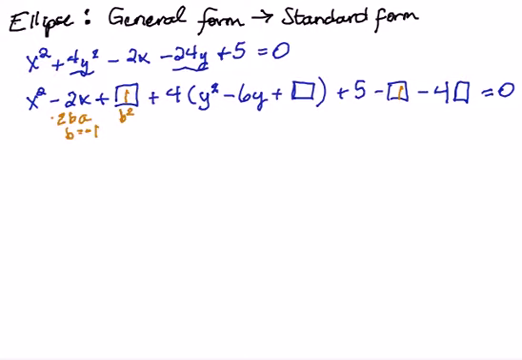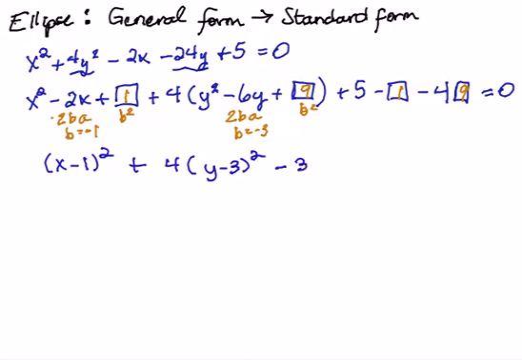Now for the y's, if this is the 2BA term, that means that our B is going to be negative 3. And so then our B squared would be 9. And so I'm going to put that in both of those boxes. So now we're ready to complete the square. For x, this is going to be x minus 1 squared plus 4 times y minus 3 squared. And then I have plus 5 minus 1 and minus 36. And so that's going to give me minus 32 equal to 0.